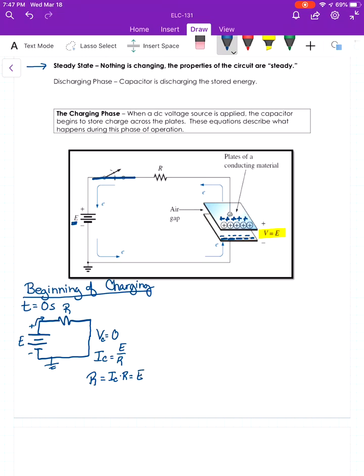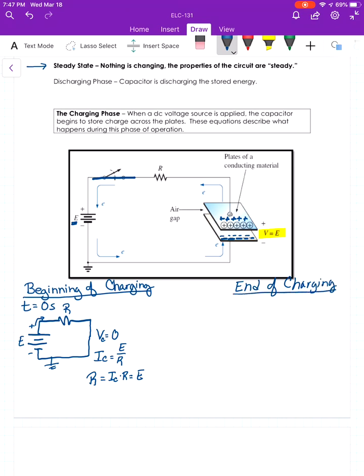Okay, so this is the very beginning of the charging phase, and it doesn't last. As soon as we start charging that capacitor, all of this changes. But this is what's true right at the beginning of that charging phase. Now at the end of the charging phase, let's look at what's happening.